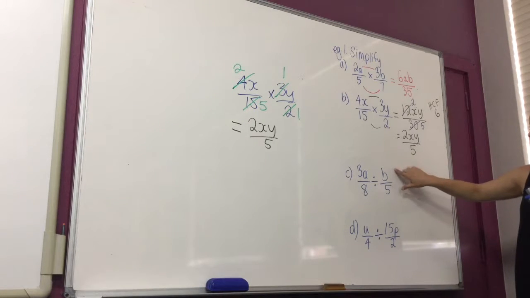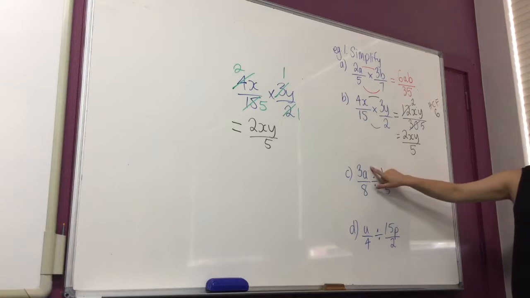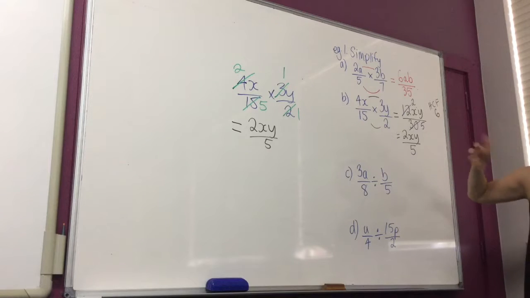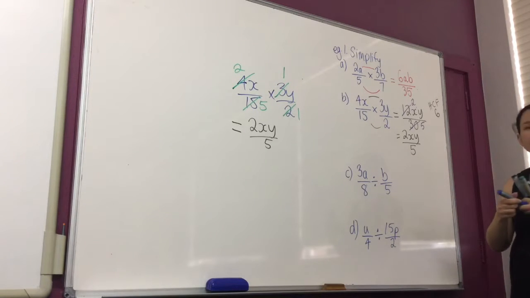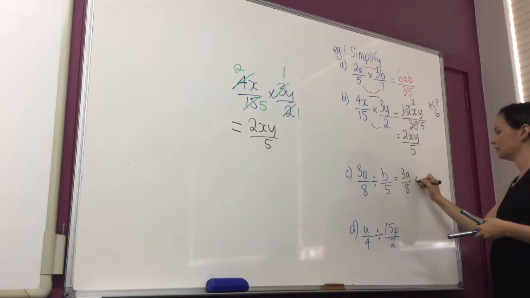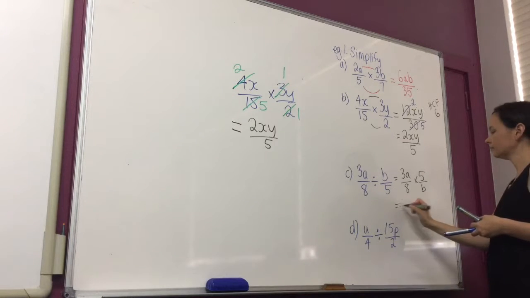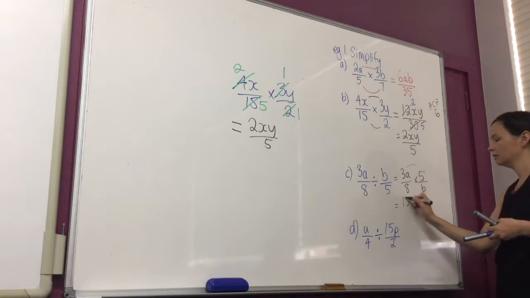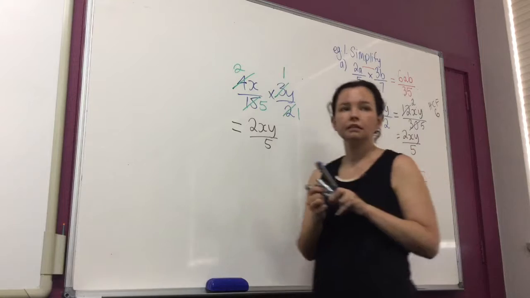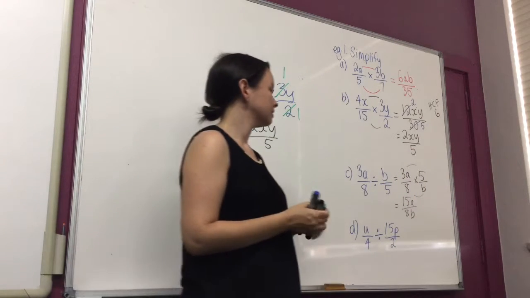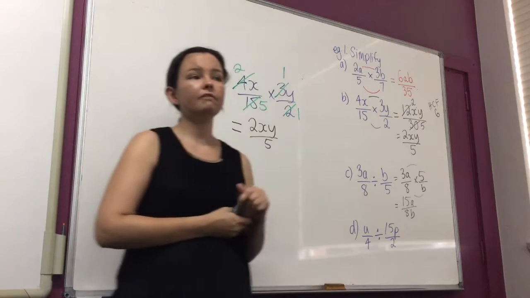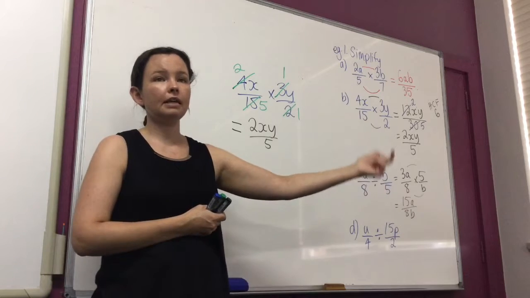In part C, whenever there's a division, same with fractions back in year 7, what did you do when there's a division? Flip it and then make it a times. Yeah, exactly. So 3a over 8 times 5 over b, multiplying across 15a over 8b. Can we simplify? No. Why didn't you swap the other side? When we're multiplying fractions, you only swap the second fraction.